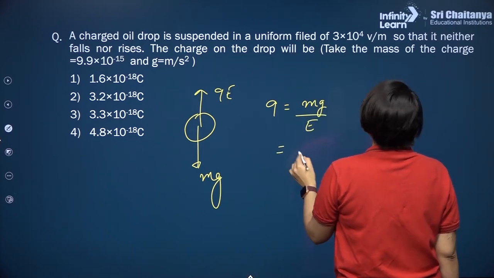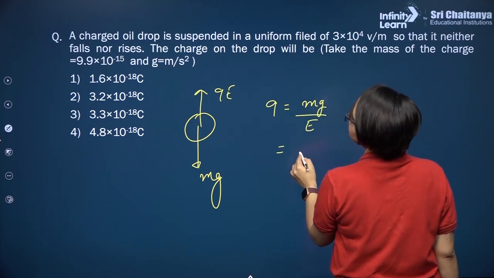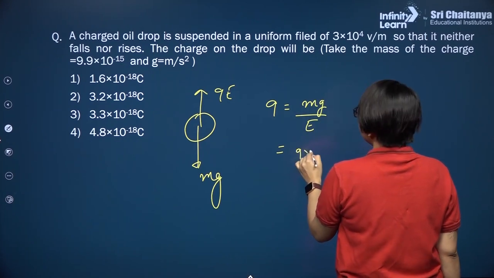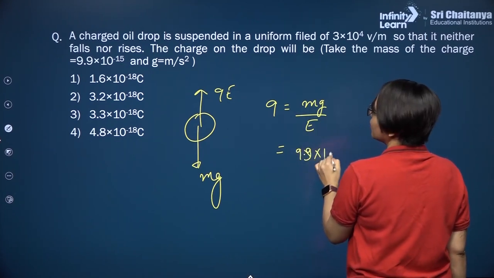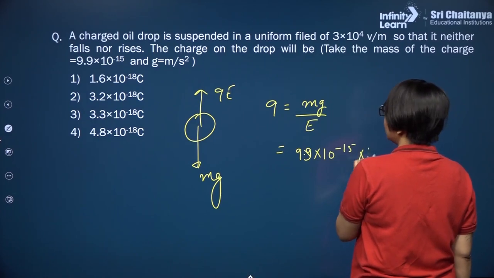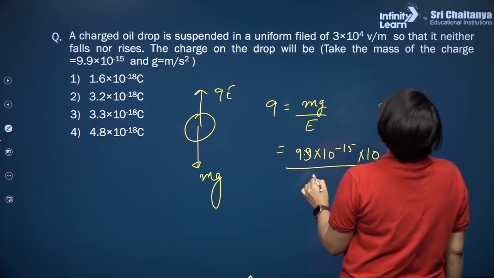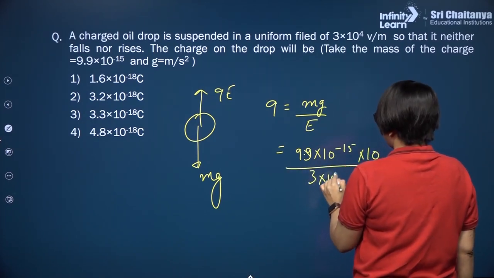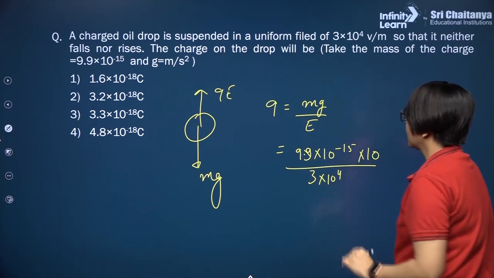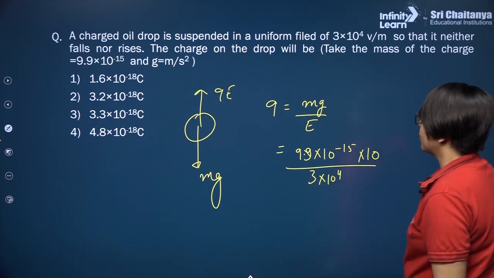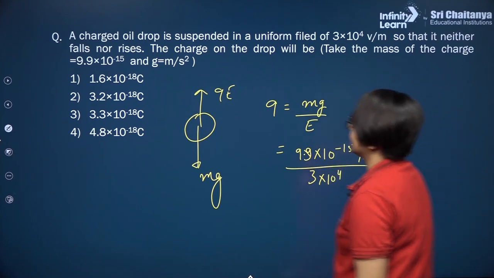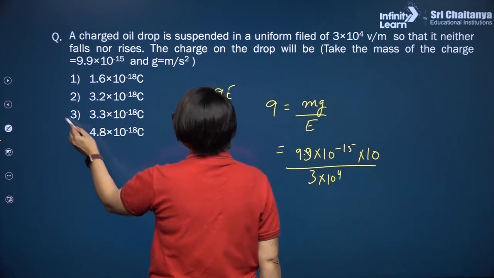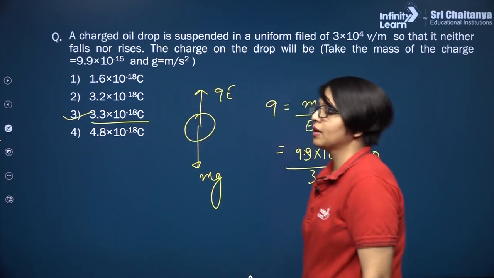So over here, m is how much? M is 9.9 into 10 power minus 15, g is 10, divided by E, which is 3 into 10 power 4. So this will be 3.3 into 10 power minus 18 coulomb. Okay.